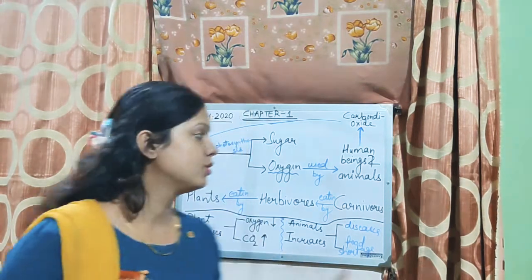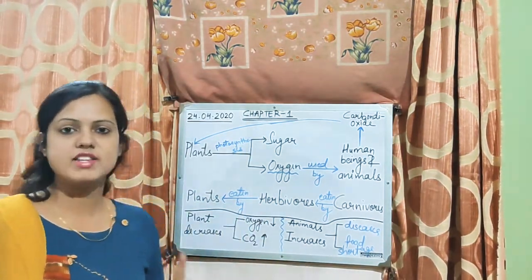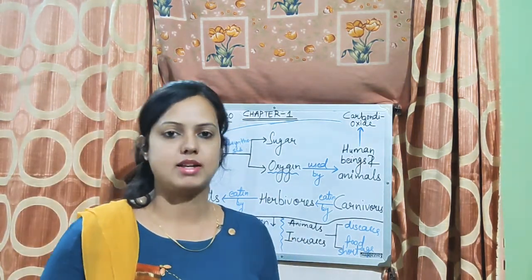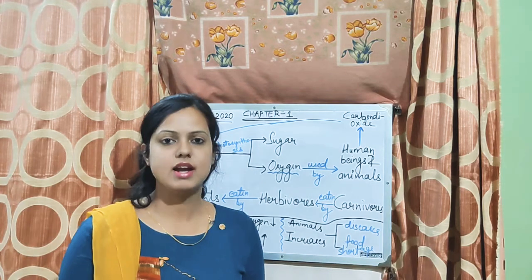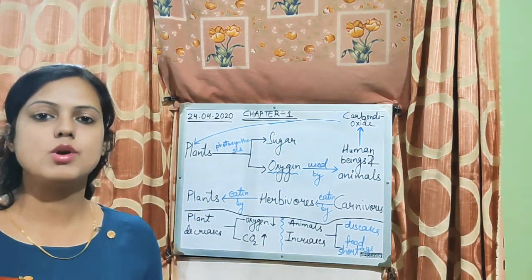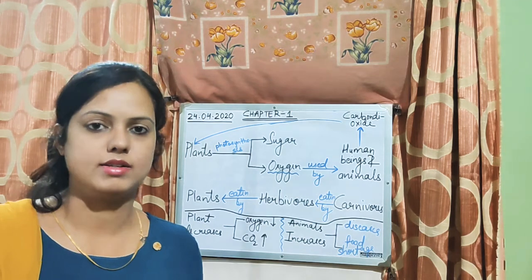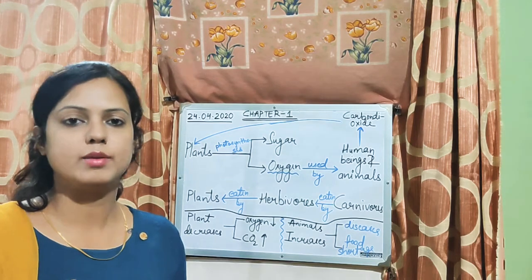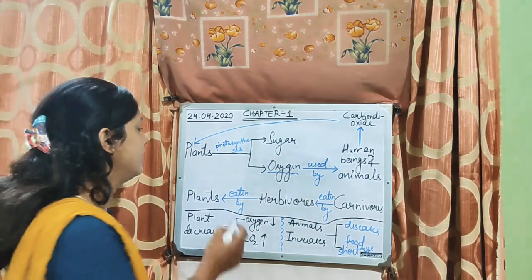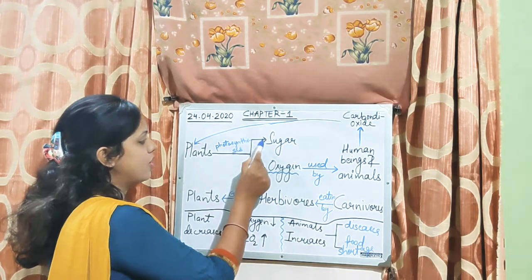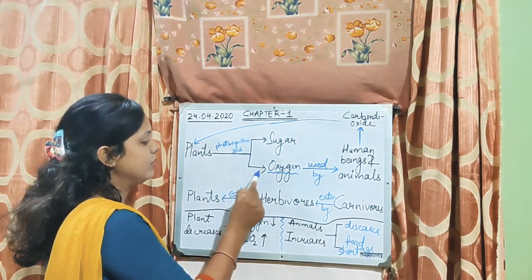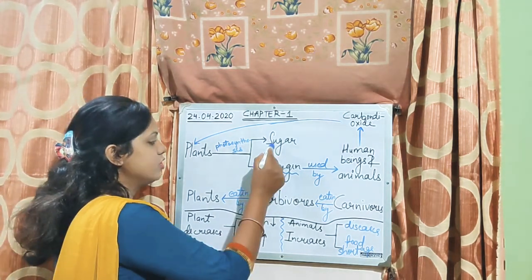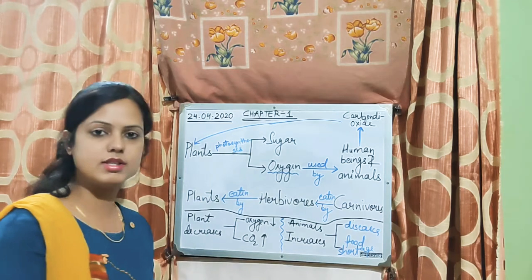Welcome students. So this is the last topic of our chapter 1 and we would be learning the interdependence of plants and animals. How plants are dependent on animals and for which all things animals are dependent on plants. Let's see. So we know plants prepare their own food by the process of photosynthesis, and the products we get are sugar and oxygen gas, right? We get sugar and oxygen from the process of photosynthesis.